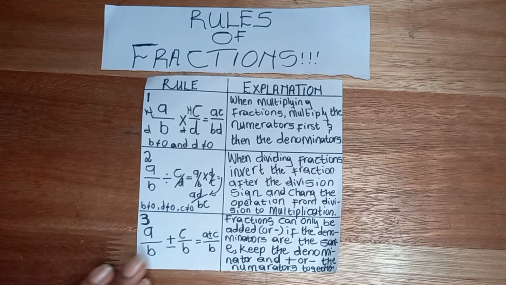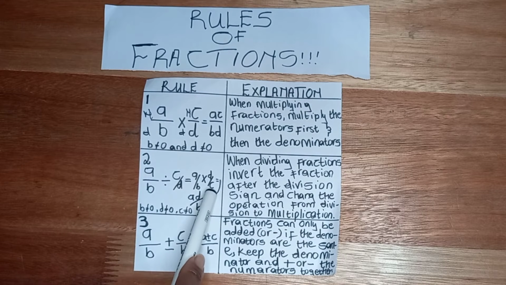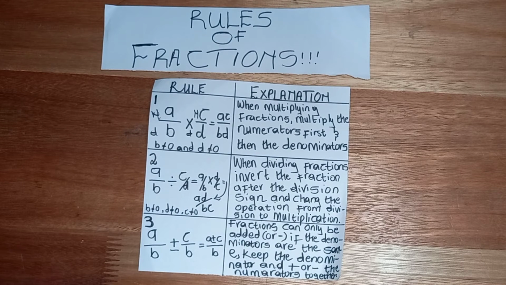We can see that here it's something different. We have a division sign in between. We have two fractions and then it is being solved. So what is the explanation of this rule? The explanation says when dividing fractions, invert the fraction after the division sign. First, let's identify which fraction is after the division line. C over D is the fraction after the division line.